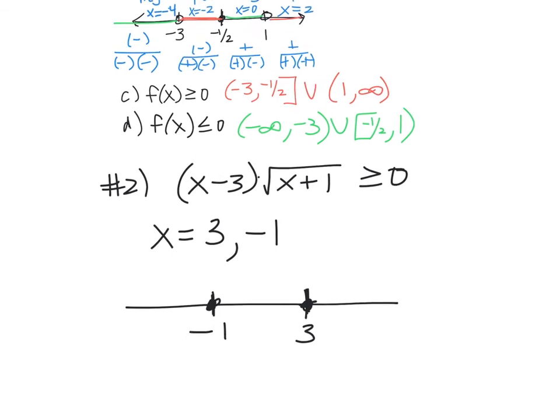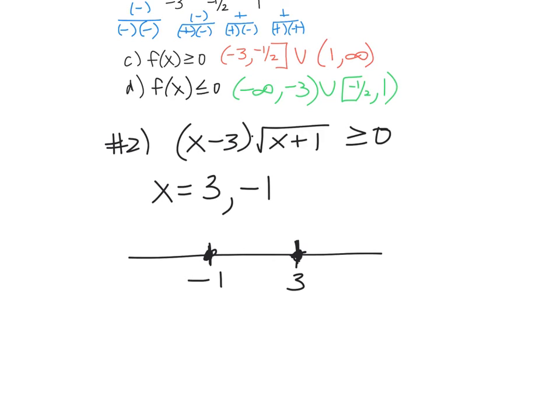And now we're going to test. Pick a point on this side. I would probably pick x equals -2. If I plug this in, I get a negative times undefined. So guess what? We don't have to test that interval because there's no x values over there. The whole thing's undefined on that side.